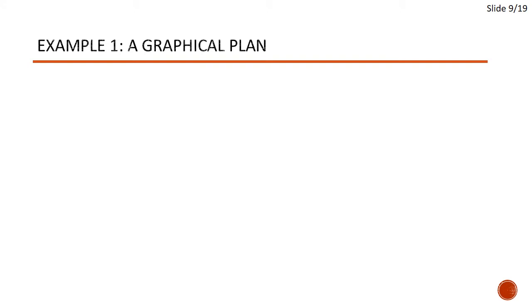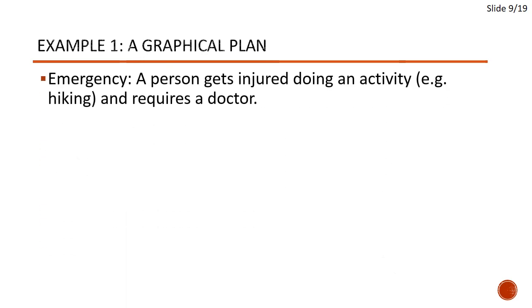Example 1. We will now give an example of a graphical emergency preparedness plan. Let's say that the emergency is that a person gets injured doing an activity, let's say hiking, and he or she requires a doctor. Please remember that this is an example and you may decide to do things differently.